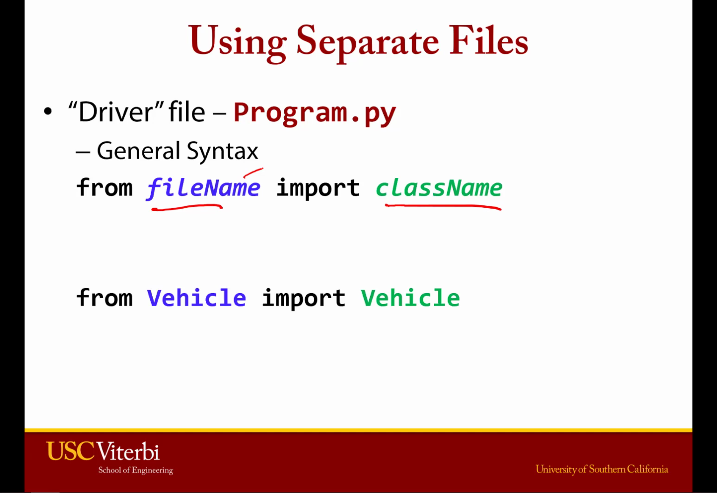Now, in this case, they both have the same name, which might be a little bit confusing, but what we're saying is this vehicle on the left comes from the file name. So we're importing from vehicle.py, so we say from vehicle. Now, the one on the right, we're saying import this class name. In this case, it happens to be vehicle.